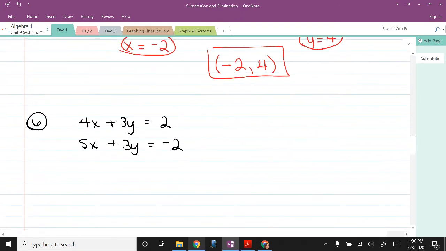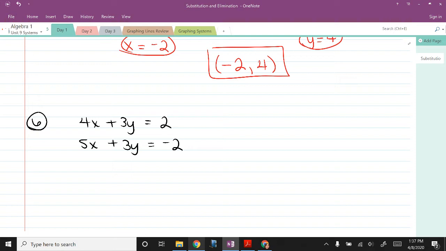So number 6, they're starting to get a little bit more complicated on me because if you notice on number 6, I don't have opposite coefficients because the 4x and 5x do not cancel out. 3y and 3y, they have the same coefficient, but if I combine those two together, I get 6y. I don't get 0y. So those do not eliminate. So when I have variables that do not eliminate right off the bat, then I have to multiply one of the rows or both of the rows by a number to get them to.